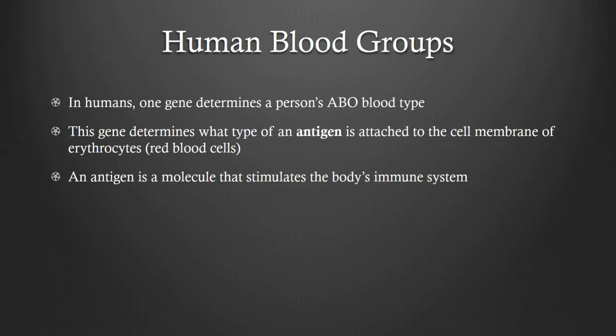So in humans, one gene actually determines a person's ABO blood type. We call it ABO because there's blood type A, blood type B, blood type O, and blood type AB. This gene determines what type of antigen is attached to the cell membrane of your erythrocytes, which are your red blood cells. And these antigens will dictate how your body is going to react to different blood types. An antigen is a molecule that stimulates the body's immune system. So when your body sees that antigen, it will decide whether to accept that blood type or to reject it.